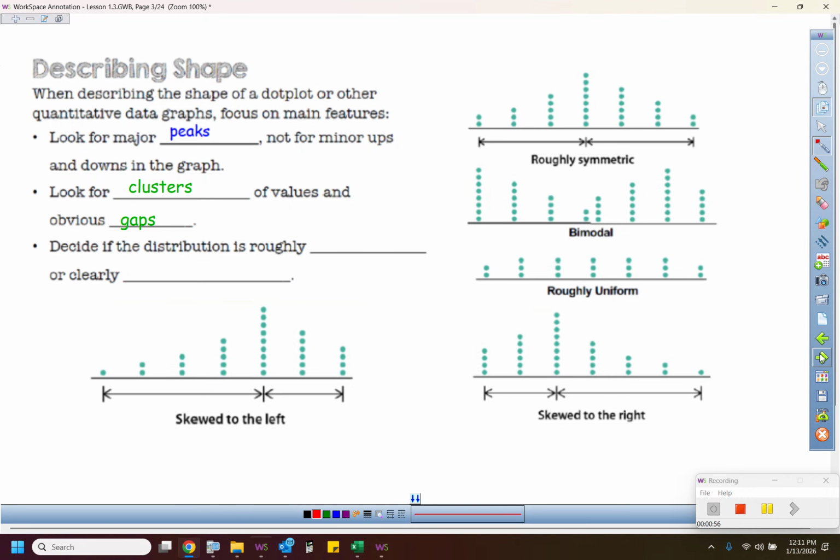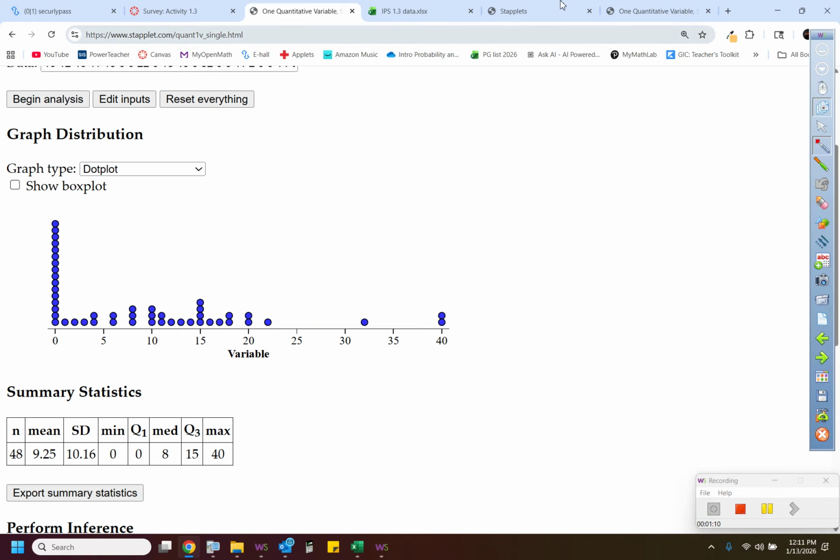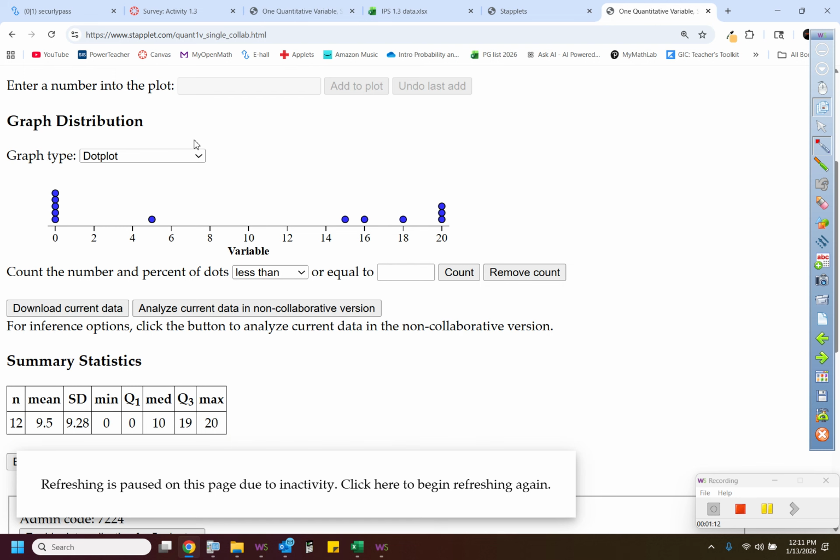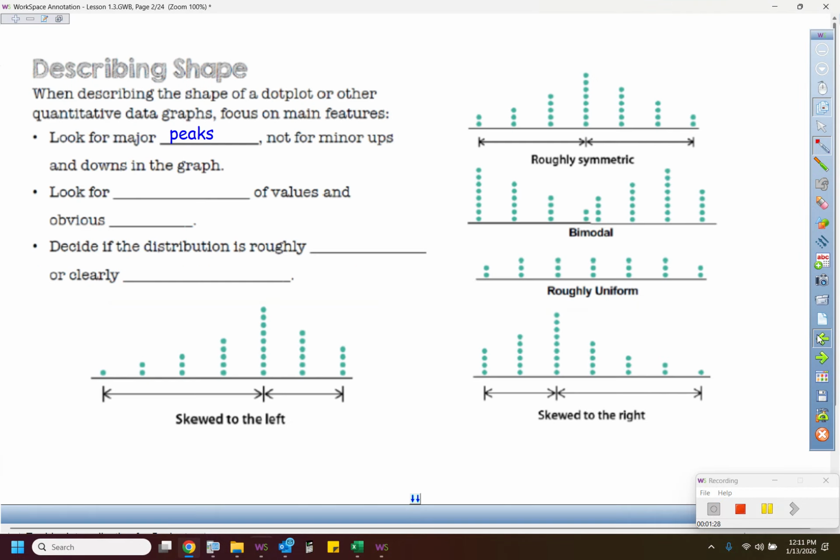The next thing to do is to look for clusters of values or obvious gaps. Is there any gap in the graph, or just a bunch of dots put together? So we're looking for clusters or gaps. This is our data. There are some major gaps between 0 and 5, between 5 and 13 or 14 or 15. Major gaps there. And we have a peak here-ish and a peak there. So we're looking: are there any gaps in the graph? Is there a peak somewhere?